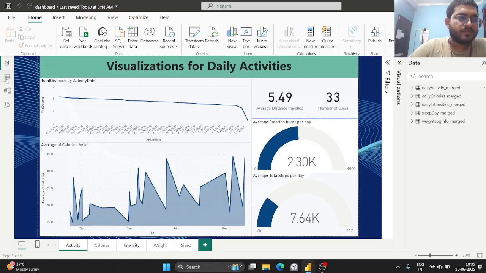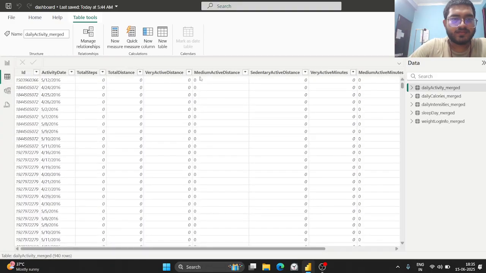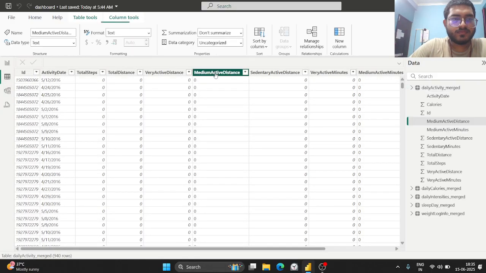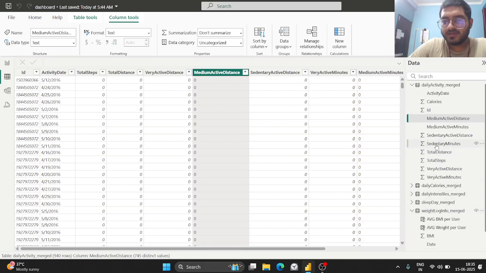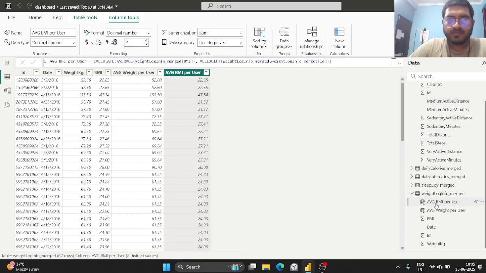Let me just show the function I used to create our new measures. So for getting the average BMI per user, I use this equal average BMI formula, using the weight log info ID. We were basically grouping by ID. We did the same for weight.